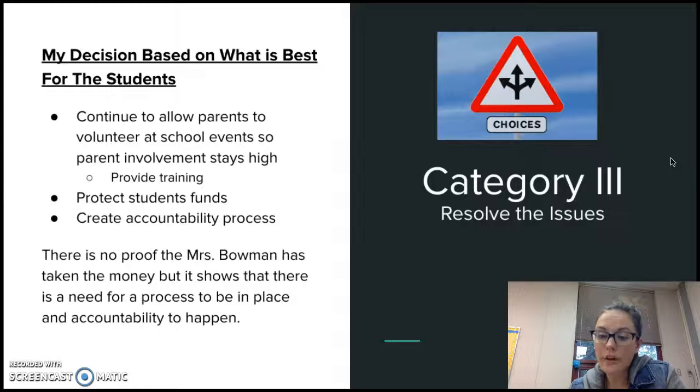That way all of our parents and students know that we have high expectations and that everyone is held accountable no matter who you are within our school. And even if there's no proof that Mrs. Bowman has taken the money, it shows that there's a need for a process to be in place and accountability. So either way, from our findings, we need to have this in place.